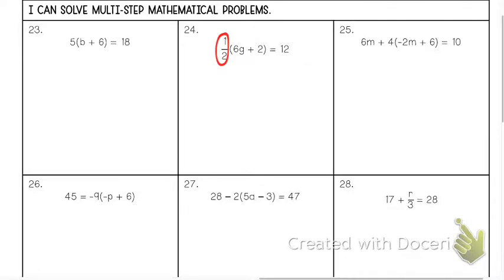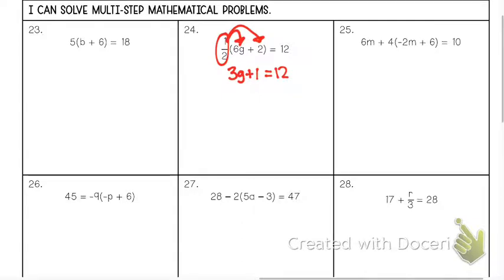Now, there is another way to do it. If you don't want to distribute, you could get rid of this times 1/2 by dividing both sides by 1/2. But I'll show you that on another step. For this one, I'm going to go ahead and distribute that 1/2. Half of 6 is 3. Half of 2 is 1. So I'm going to have 3g plus 1 equals 12.